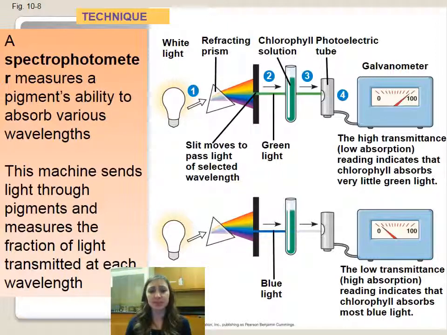In this particular setup, we move the slit, the opening, so that only blue light is passing through our chlorophyll solution. We know that chlorophyll absorbs blue light, so we have very low transmittance of light through the chlorophyll solution, or a very high absorption. So that tells us that chlorophyll is absorbing the wavelength that is blue light.